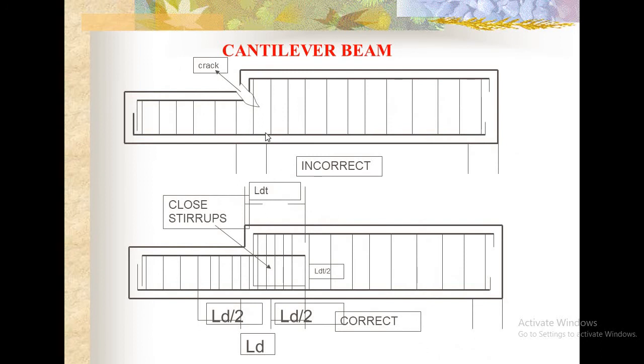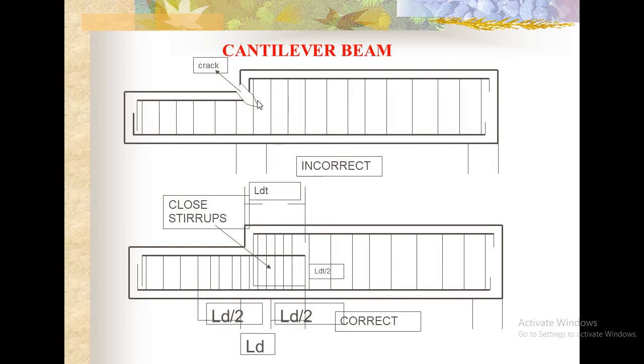You see here a cantilever beam. Actually, some practices are going on in our construction sites. This is a beam. It is a continuous beam. Actually, this portion is the cantilever portion. This is the main beam. As an extension to this beam, a cantilever portion is extended up to this point.